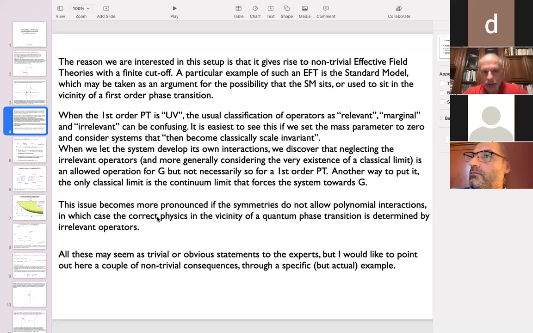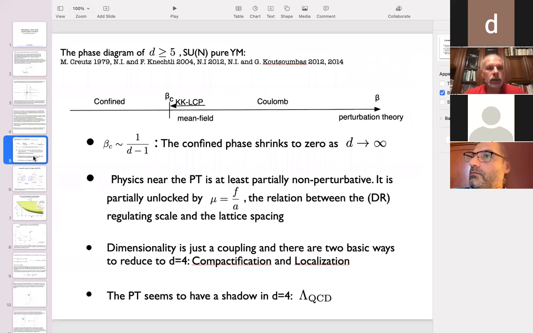So, this can be very nicely illuminated in a system that does not allow polynomial interactions at all. Then the physics in the vicinity of the phase transition is determined by relevant operators. Okay, so let's now look at a specific example, which is nothing other than SU(N) pure Yang-Mills theories in dimensions 5 or higher.